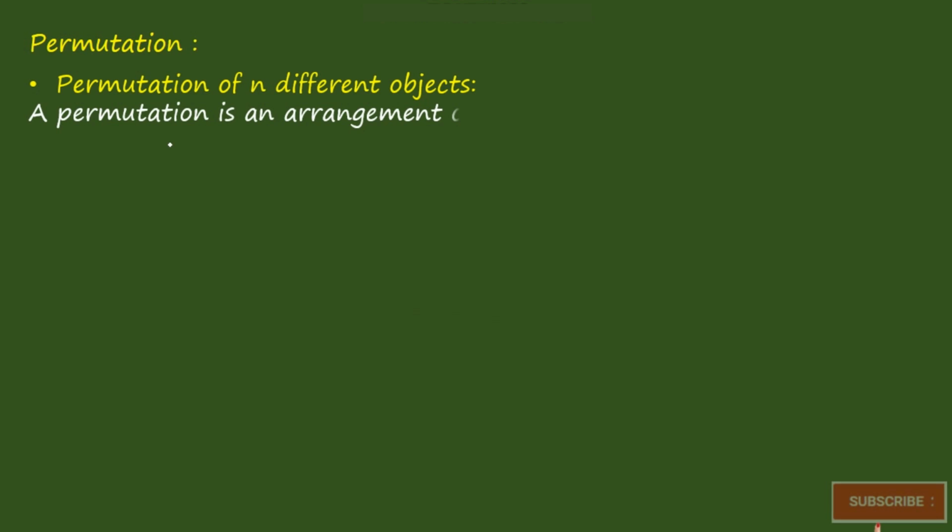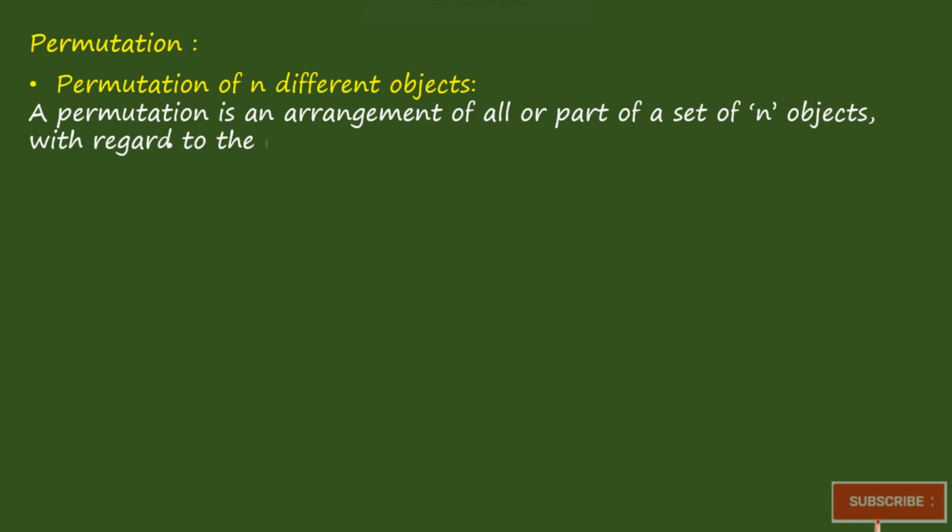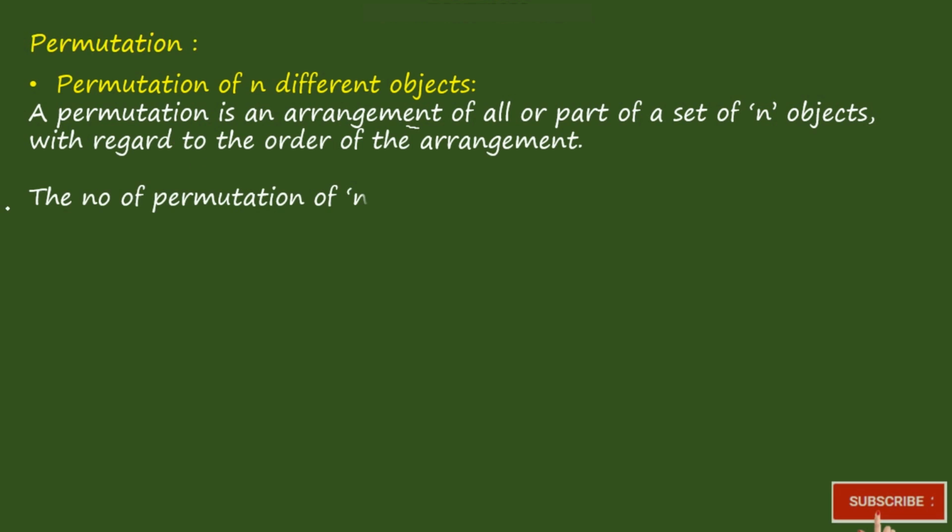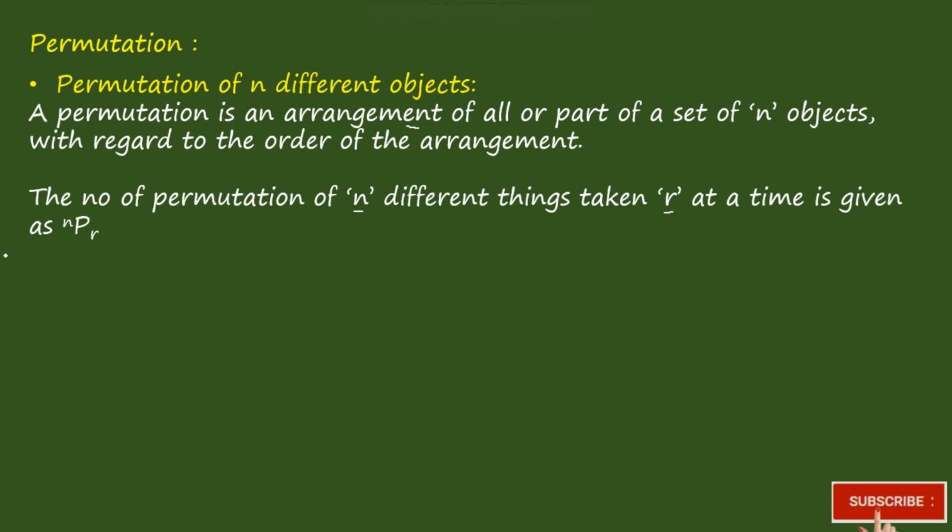A permutation is an arrangement of all or part of a set of n objects with regard to the order of the arrangement. We'll be doing arrangements using a permutation formula. The number of permutations of n different things taken r at a time is given by nPr, where nPr is equal to n factorial divided by (n minus r) factorial.